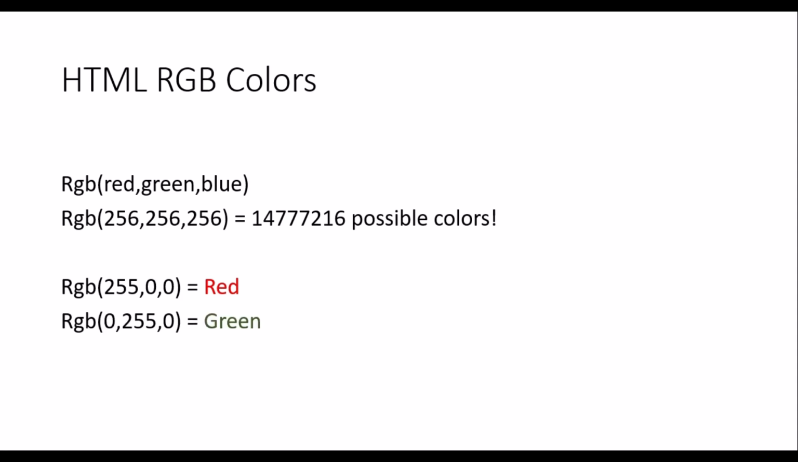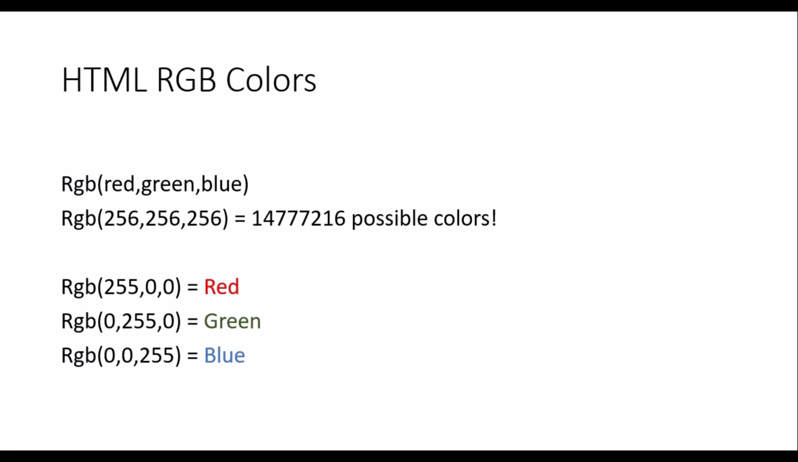Another example, which is 0, 255, 0, is displayed as green because green is set to its highest value, which is 255, and the two others, red and blue, are set to 0. And this one, as you can see, is blue because blue is set to its highest value and the two others are 0. The other topic which we talked about is RGBA.